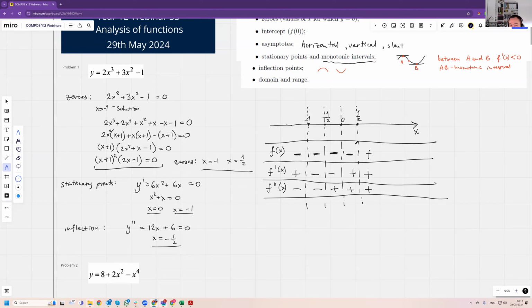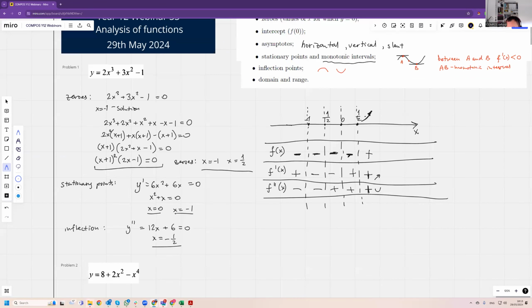So the function is positive, so it's above the x-axis. It has a positive gradient, and it has a positive second derivative. That means it is a convex function. So the function would look like this. Function is increasing. It is curved like this. It is increasing. It is curved like this. And it's positive. That means it is above the x-axis.